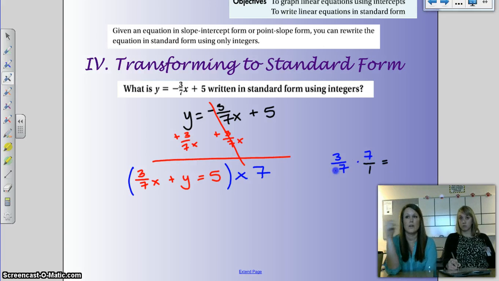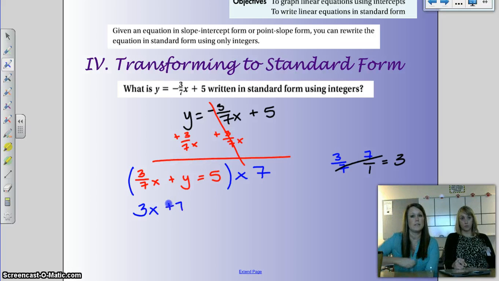Which gives me 21 over 7, or 3 over 1. Ultimately, you're eliminating that denominator. So 3x, then 7 times y is 7y, and then 7 times 5 is 35.